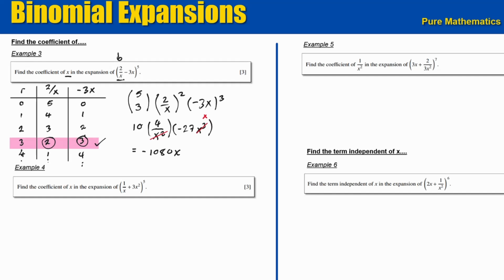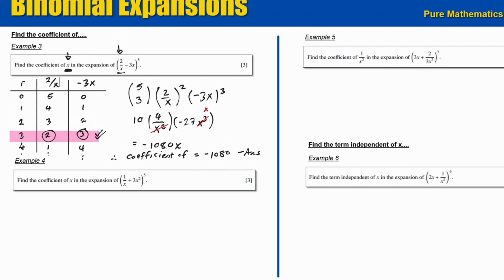So that's why this particular set of powers was the best, because that's the one that will give us a term in x, as that's what we're looking for. So for our answer, we are saying that the coefficient of x is negative 1080. So that's the answer here. So that's what you do. You select the correct pair of powers, which will give you the term that they are talking about. So let's see if we can answer the next example.